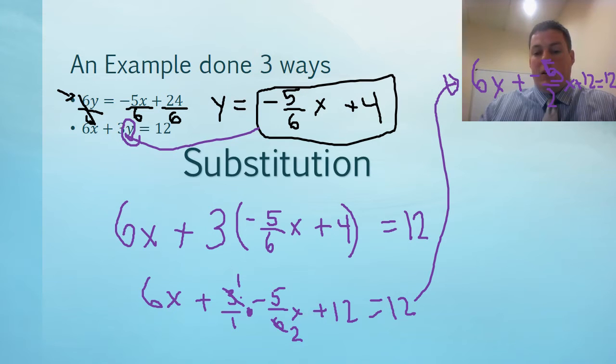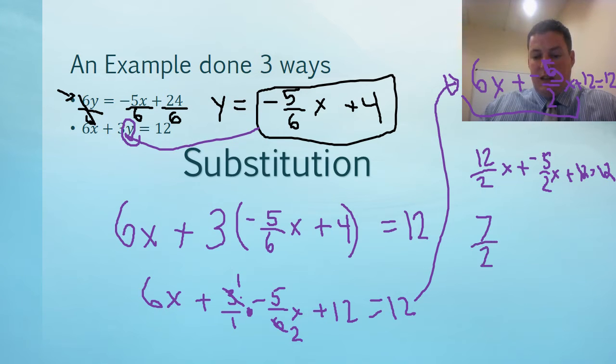Now I want to combine like terms, which are these x's. All right, so I'm just going to write 6x. Since it's over 2, it's a little easier. I'm going to write 6x as 12/2x plus negative 5/2x plus 12 equals 12. So 12 minus 5 gives me 7/2x after I combine those like terms, plus 12 equals 12.